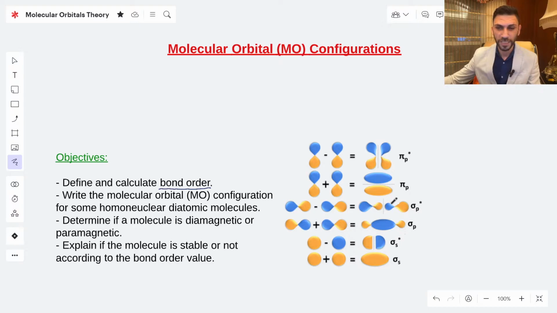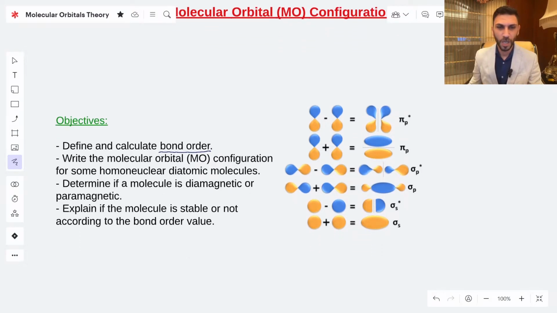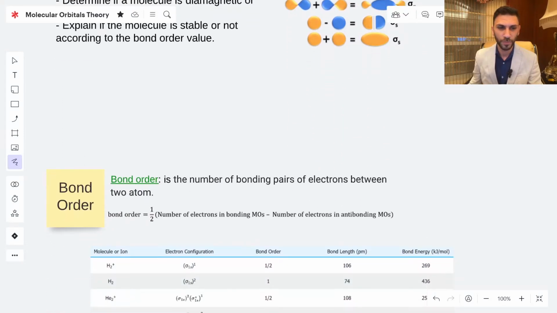So, I put this diagram, guys, in order to recall or to check our understanding from the first video. If you understand this diagram about the bonding and anti-bonding molecular orbitals and how they look, then you are fine. If you have a problem recognizing this diagram, I recommend you go back and watch the previous video.